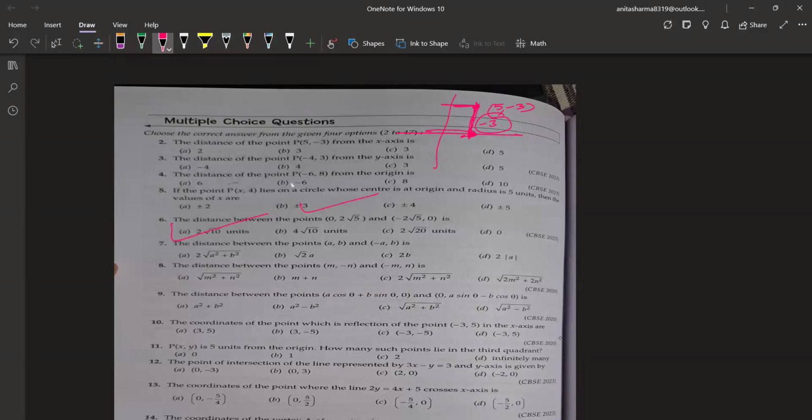So now the distance between these 2 points. This is your NCERT question. The distance between A, B and minus A, comma B. Find the distance. Apply the distance formula, beta. Under root x2 minus x1 whole square plus y2 minus y1 whole square.